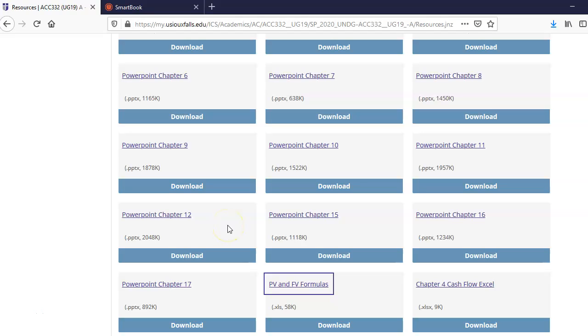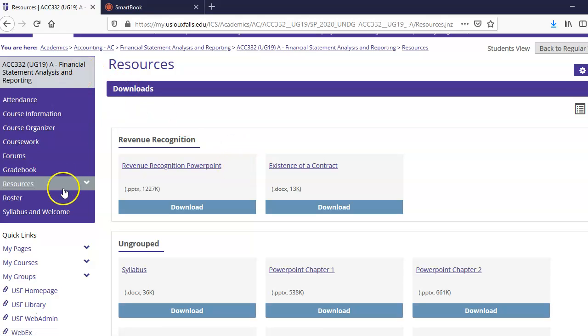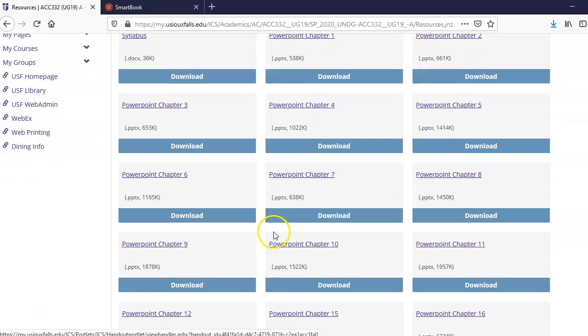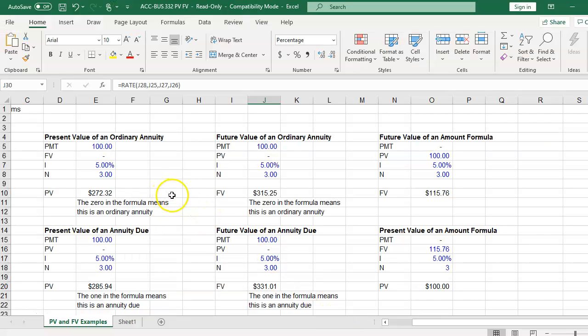Let's cover Chapter 11 homework. I'm in our class, so if you just go to our class and go to resources and then downloads, towards the bottom, kind of after the PowerPoints, there's an Excel file called PV and FV formulas, present value and future value formulas. Already got it open. Looks exactly like this. When you pull this one up, you'll see this right here.